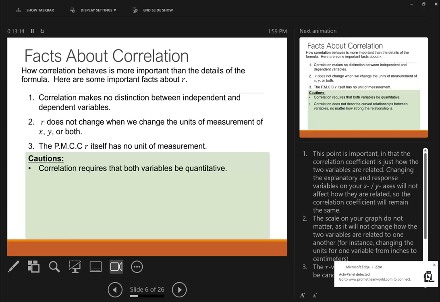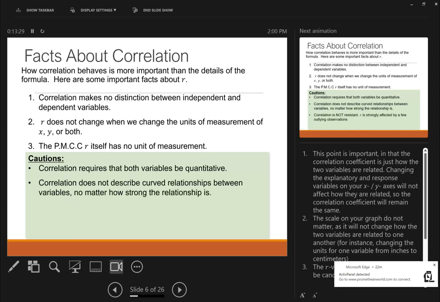Now, some things to be careful about. To calculate a correlation, both variables need to be quantitative. Like for your IA, where we ask that both variables are quantitative. A correlation will not do a good job at describing a curved relationship, like a quadratic or exponential, regardless of how good that relationship looks. If something looks like a perfect parabola and you calculate an R value for it, it's still going to stink.